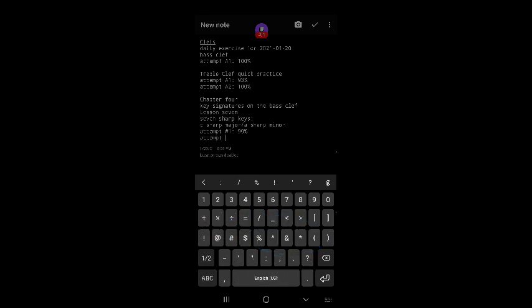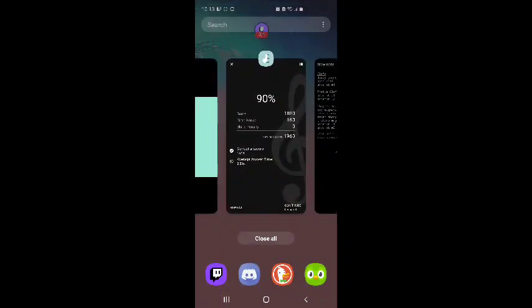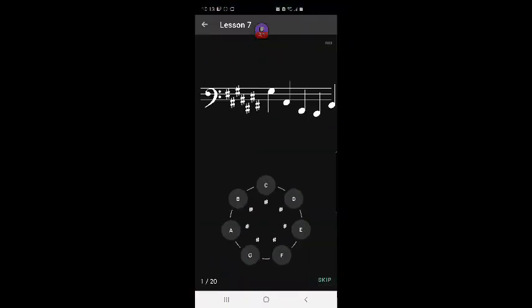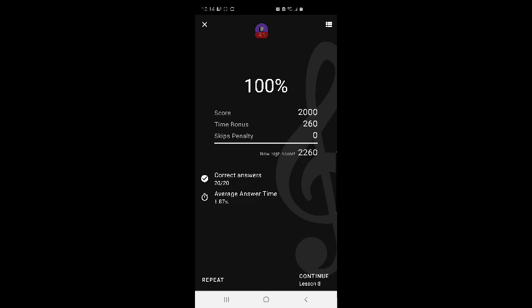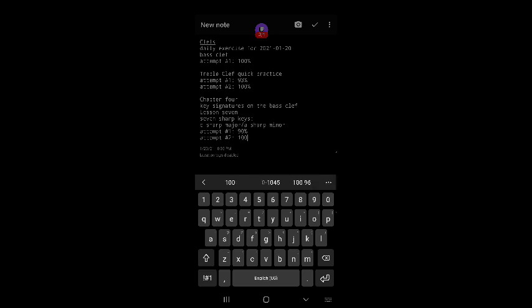Attempt numero dos. Repeat. Start. That's a G sharp. That's a C sharp. G sharp. F sharp. B sharp. F sharp. G sharp. C sharp. G sharp. E sharp. G sharp, F sharp, A sharp, F sharp, E sharp, F sharp, E sharp, D sharp, F sharp, D sharp. See, I told you I could do it. 100%. 100%, Olivia. Okay, that was lesson 7.